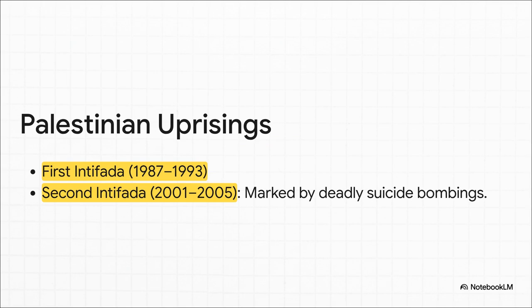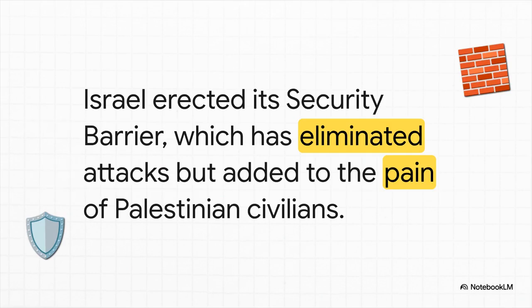Well, living under occupation for so long led to mass uprisings known as intifadas. The first one was mostly characterized by civil disobedience and protests, but the second intifada was far more violent, and it was defined by a brutal wave of suicide bombings that targeted Israeli civilians. Israel's response to that violence was to build the West Bank barrier. From an Israeli perspective, it was a security necessity that proved incredibly effective at stopping attacks. But for Palestinians, it became another symbol of occupation, cutting through communities and making daily life even harder.